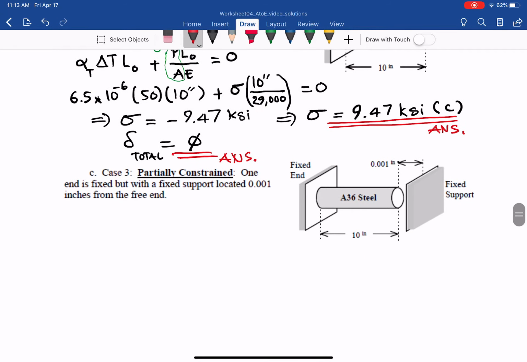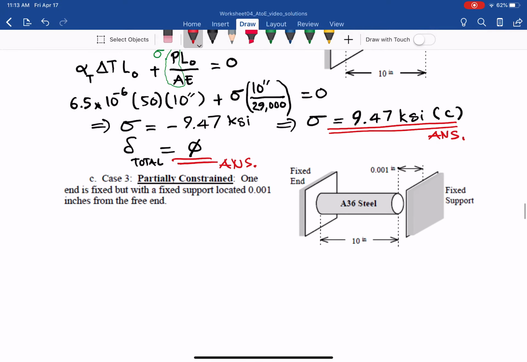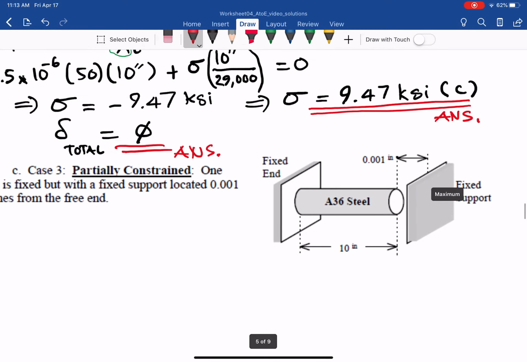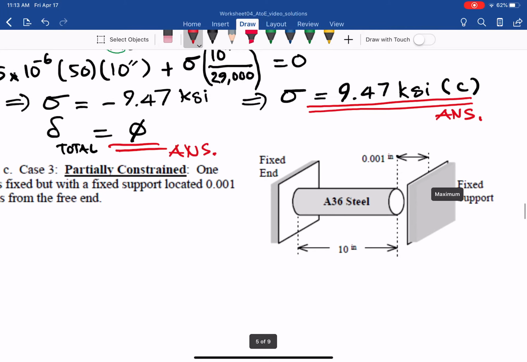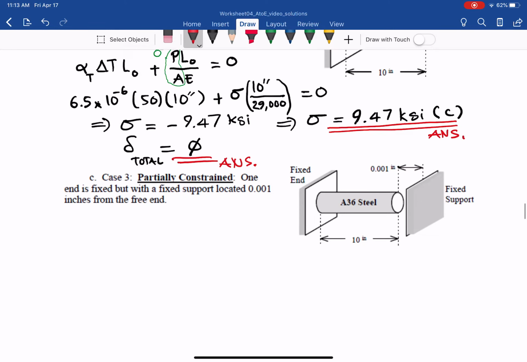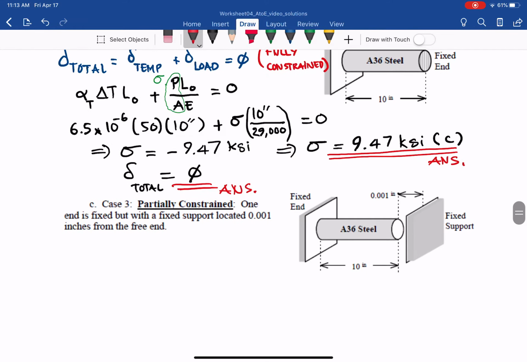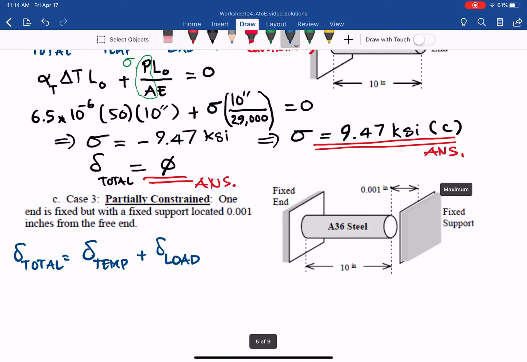So move on to the last one. It's partially constrained. Partially constrained means there is a gap between the goal fixed support of 0.001 inch. So with that, what happens if it is partially constrained? So let's find out the equation for delta total. Delta total in that case, the same equation. It will be delta for temperature plus delta for load.